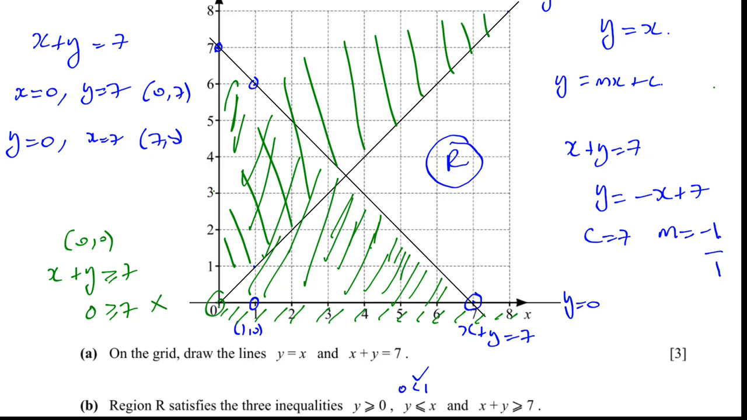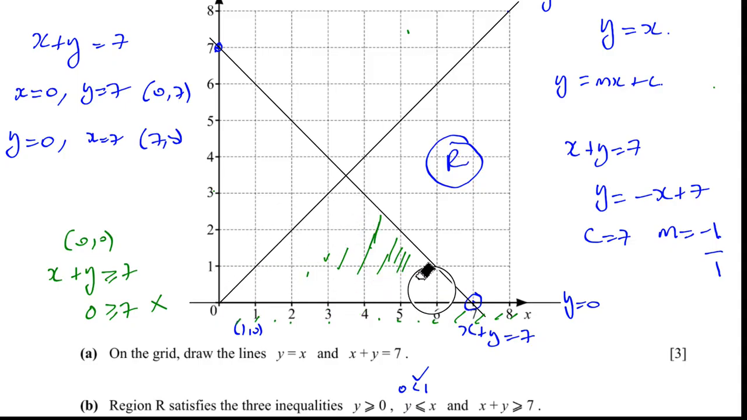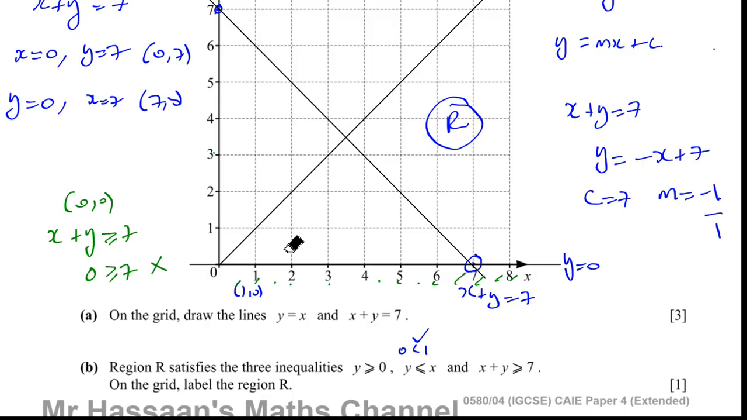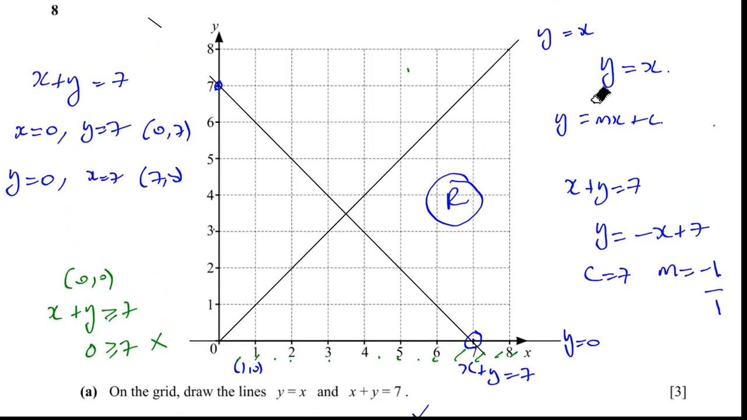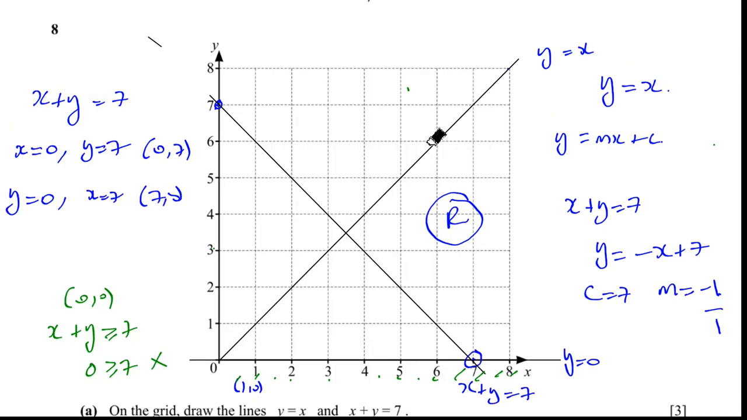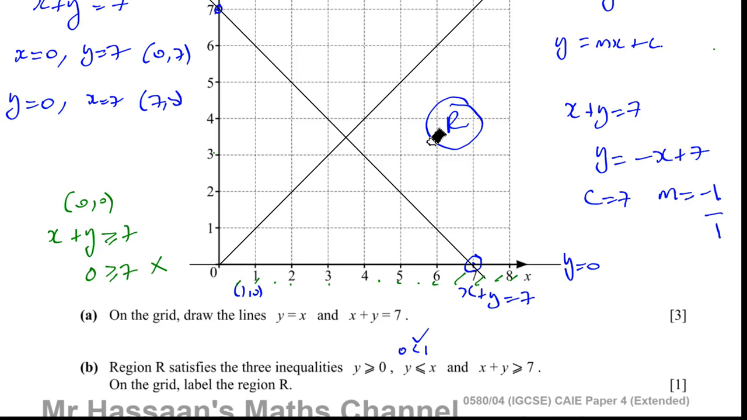Now, this question did not tell us to do any shading. It doesn't say shade the unwanted regions or anything like that. So I guess it's better to leave it unshaded, although if you shaded it, it would be perfectly fine. It just says here, label the region R. So that is region R. It's like an open region, it goes on and on. So there it is, question number 8, parts A and B done.